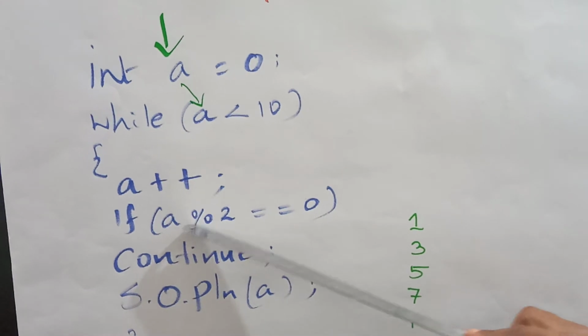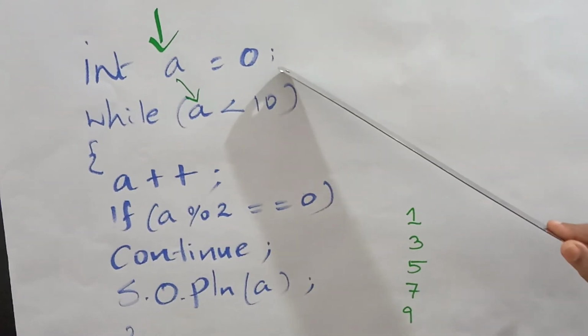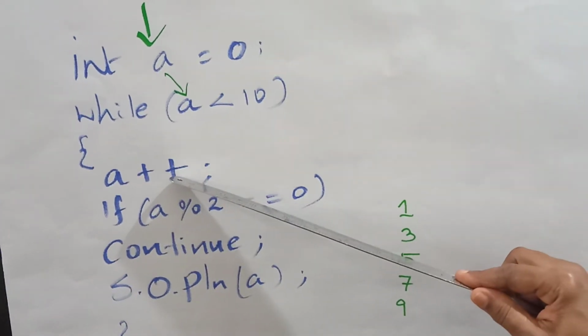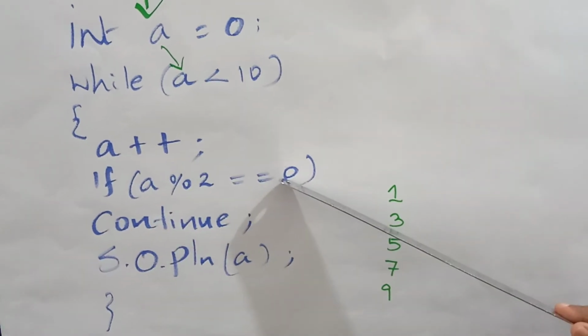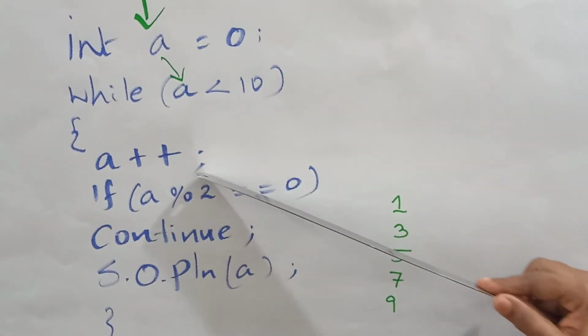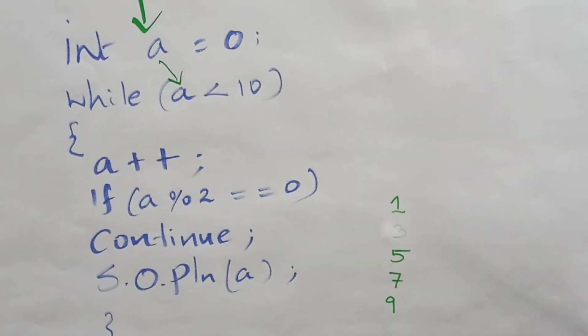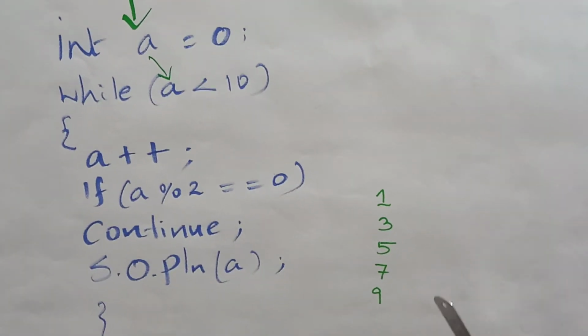Now what was that? 2 mod of 2 equal to 0? Yes. So it will continue. Now 2 is less than 10. Then again the updation will be here. Now what was that? 3. 3 mod of 2 equal to 0? So it will not print. You can skip from there and print a, and now a is 3. In this way the continue will work using do and while.